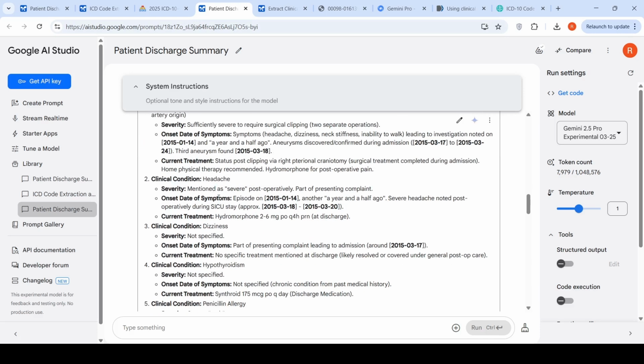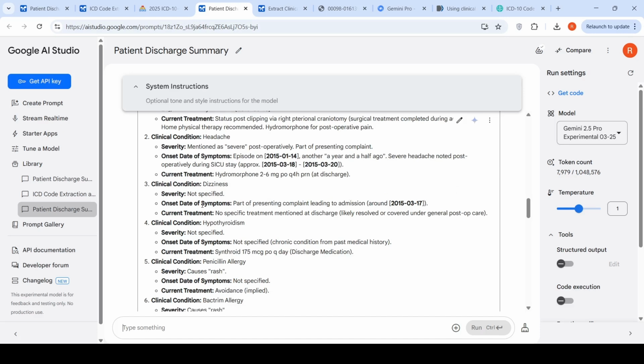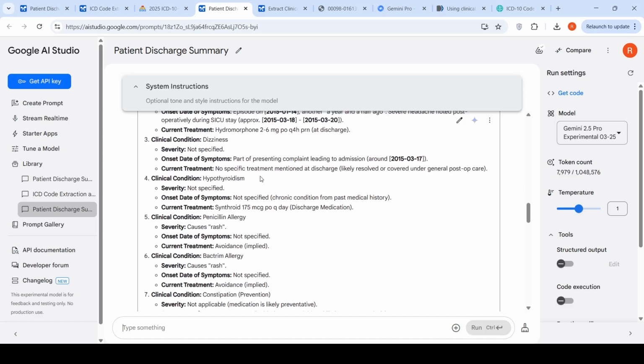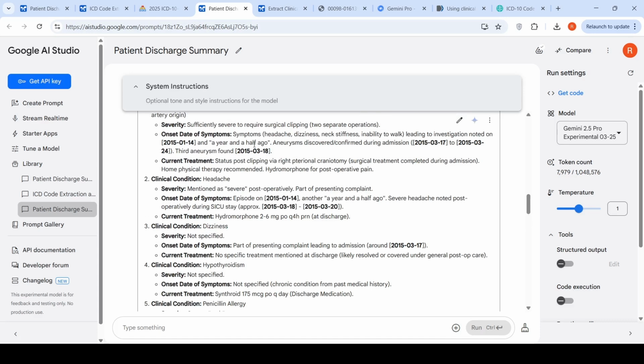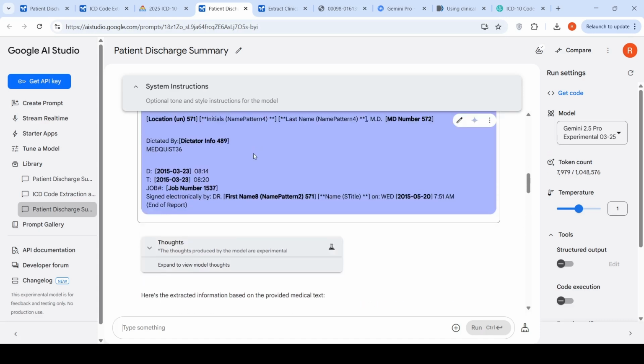Clinical condition: headache mentioned as severe postoperatively, episode previously also 1.5 years ago. Current treatment is this particular medication at discharge. Clinical condition: dizziness, severity is not specified. Onset is part of the presenting complaint leading to admission. So it is actually extracting all these clinical conditions, severity, onset, date of symptoms, current treatment based on whatever clinical note I have present over here.